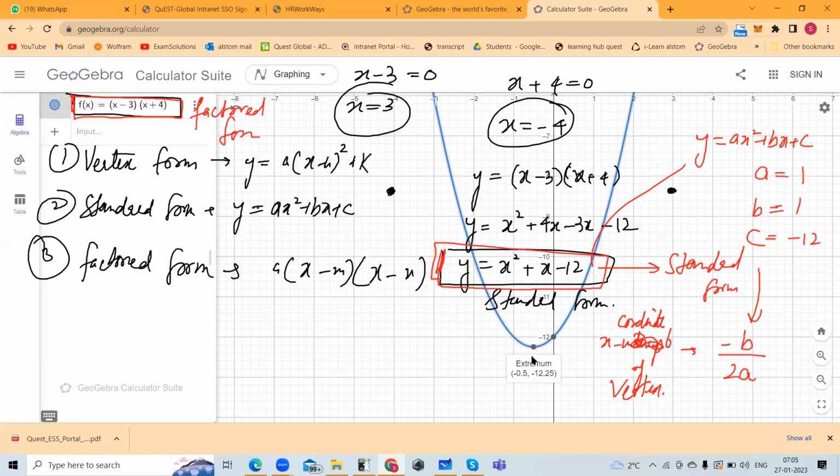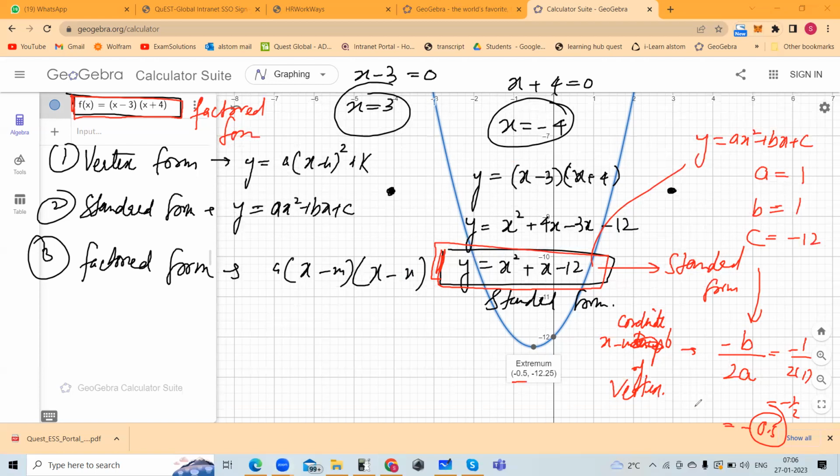But how do you calculate the x-coordinate of the vertex if you don't have the graph? Then you can use the formula, negative b divided by 2a. Now, can you solve negative b divided by 2a where b is 1 and a is 1? So how much will it be? -1/2. Correct. It'll be negative 1 divided by 2 times 1. So it'll be negative 1/2, or you can say negative 0.5, right? That is true.